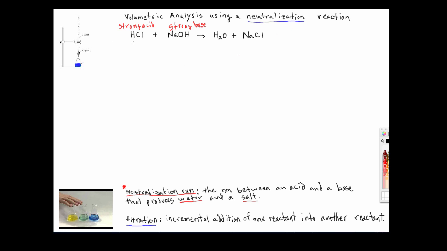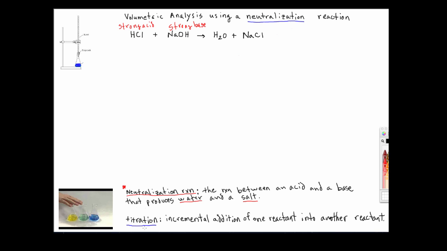Now, the model reaction that I'm going to utilize here as my example is going to be the strong acid, strong base titration, or reaction between hydrochloric acid and sodium hydroxide that produces water and a salt.